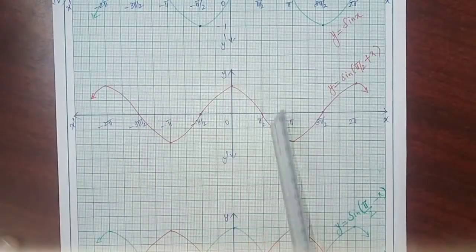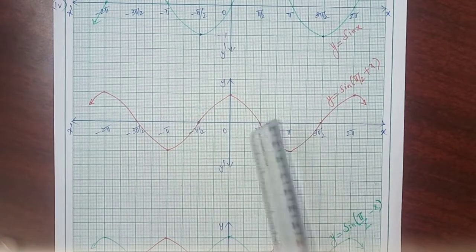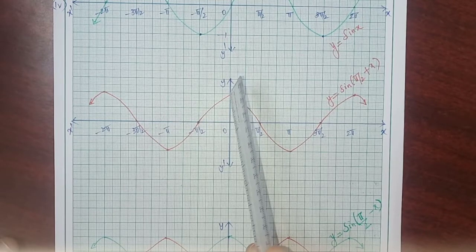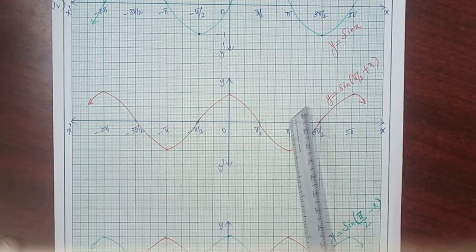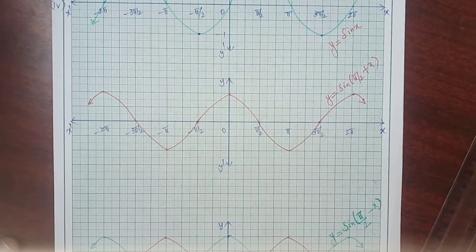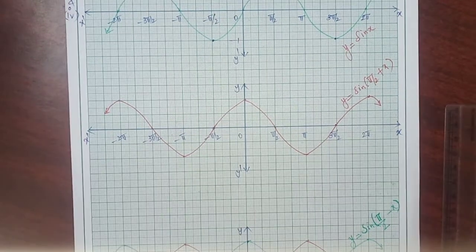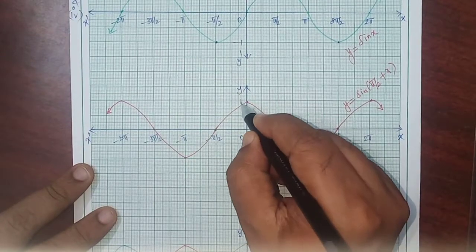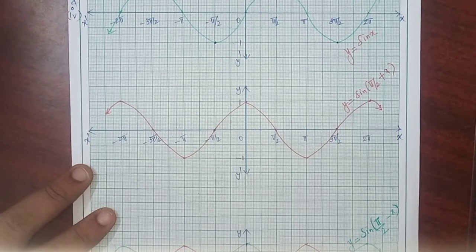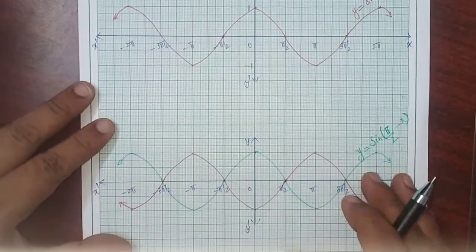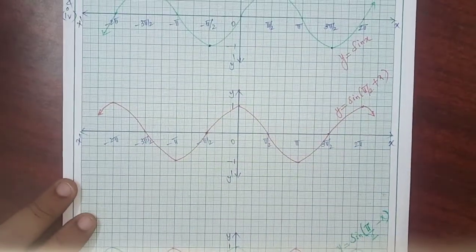This red color graph is nothing but cos x. This is a cos x curve, because cos 0 value is 1, cos 90 value is 0 at pi by 2, then cos 180 value is minus 1. Here I have to mention 1, minus 1. Here also I have to mention 1, minus 1.